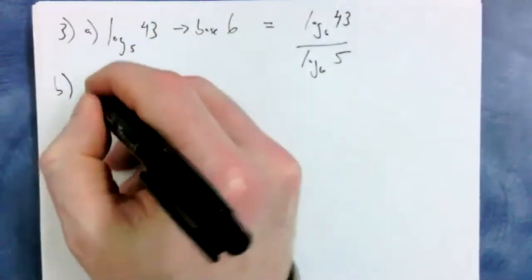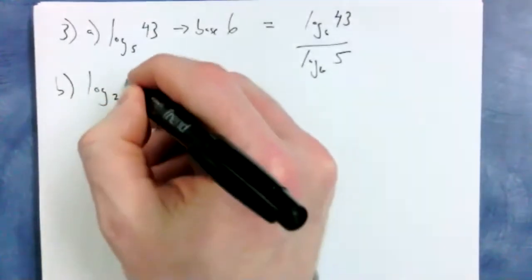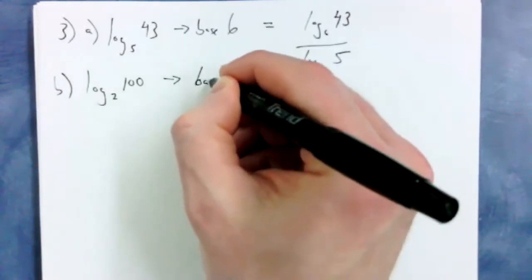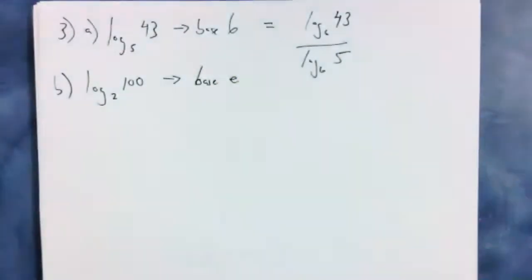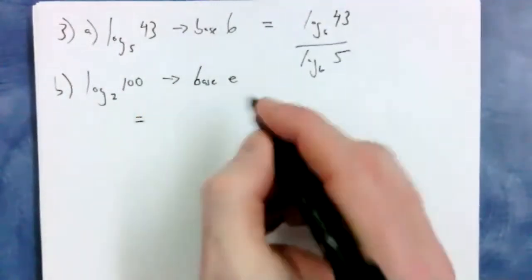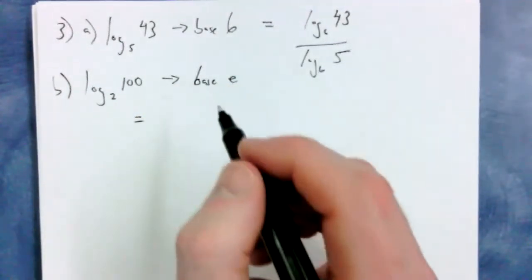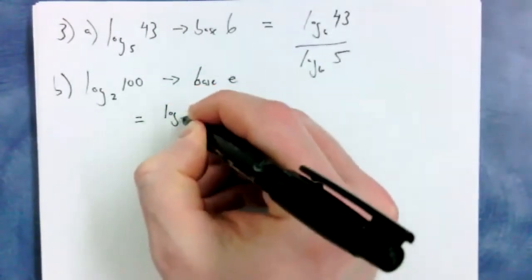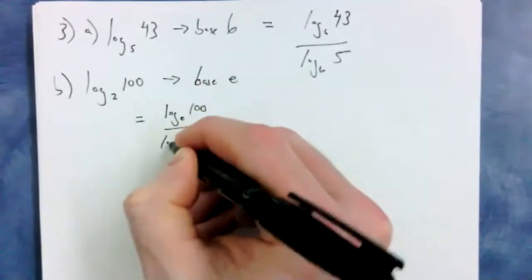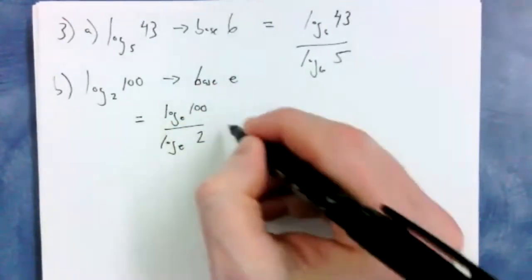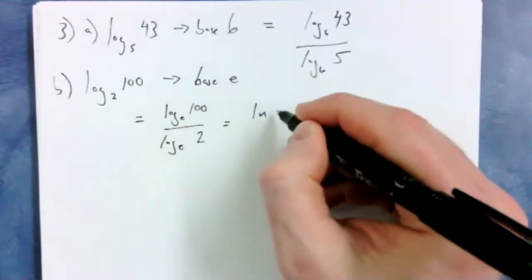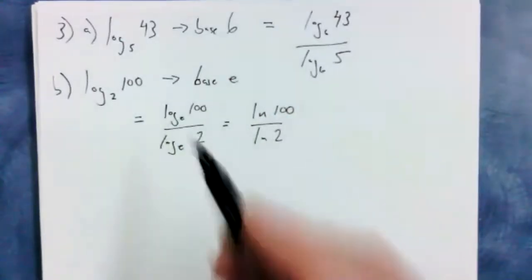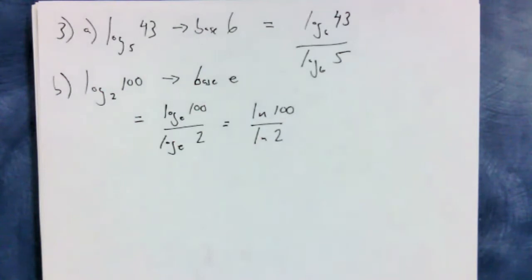And then once you do it a couple times, in the beginning it's like, wait, what? How? But you do it a bunch of times, and it's like, yeah, okay, now I know exactly what I'm doing. Base e, that's a natural log. So you could write it as log base e of 100 over log base e of 2, or you could just write ln 100 over ln 2. Natural log is the base of e. It's the same thing.